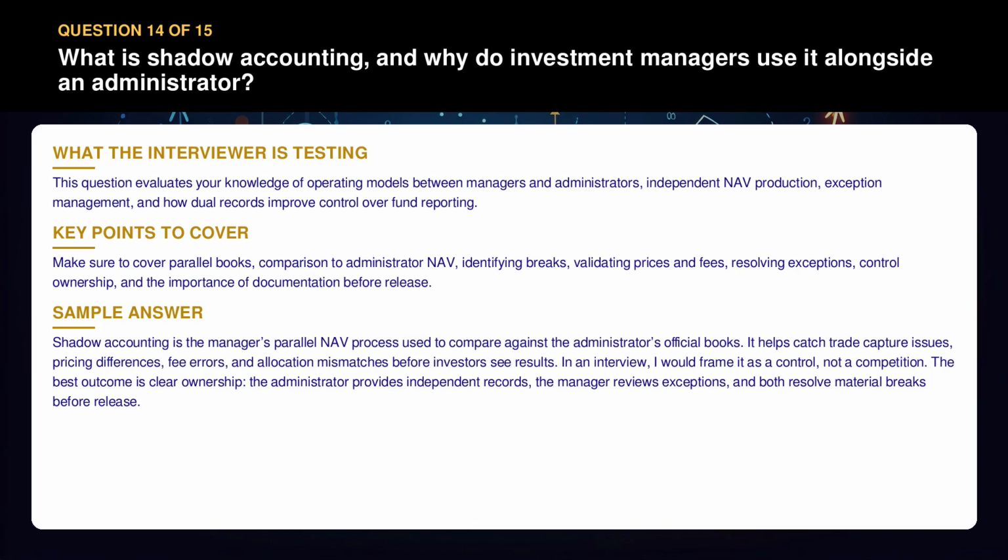Shadow accounting is the manager's parallel NAV process used to compare against the administrator's official books. It helps catch trade capture issues, pricing differences, fee errors, and allocation mismatches before investors see results. In an interview, I would frame it as a control, not a competition. The best outcome is clear ownership. The administrator provides independent records. The manager reviews exceptions, and both resolve material breaks before release.